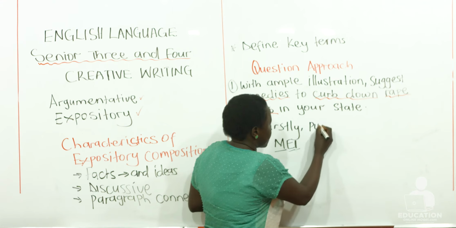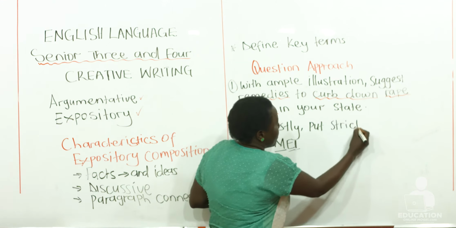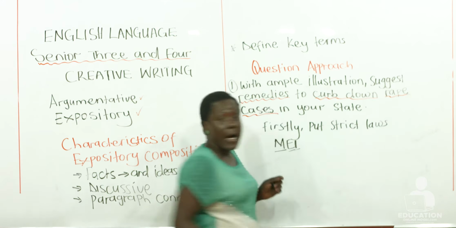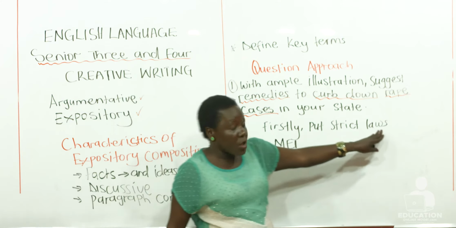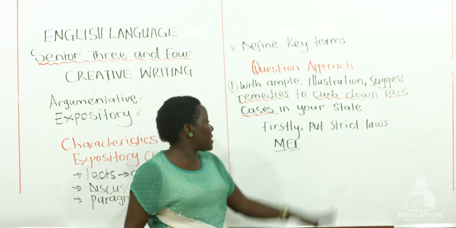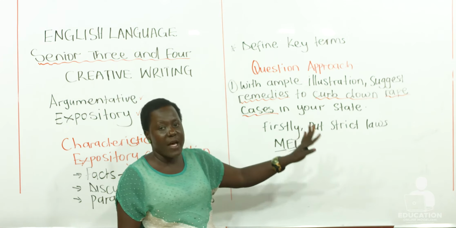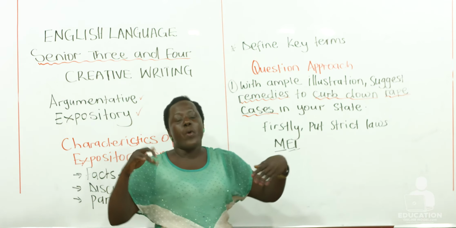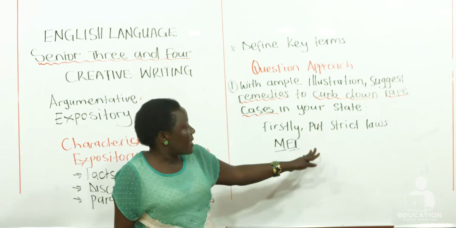Put strict laws against rape. After putting strict laws, I have explained that the perpetrators or the rapists can be punished or given heavy punishment to deter other people who may wish to rape in the future. So that one is an explanation.